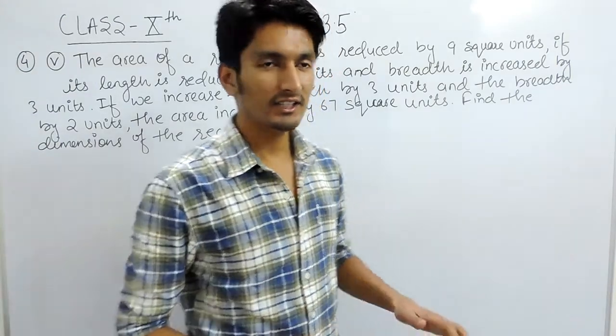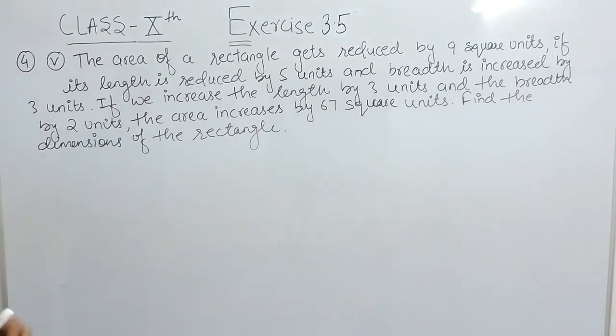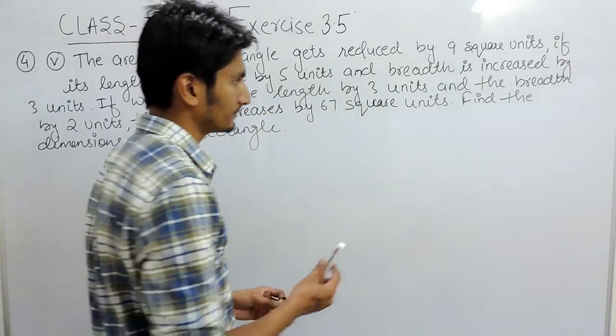Hello everyone, in this video we are going to solve part 5 of question number 4, and in this question it says that the area of a rectangle gets reduced by 9 square units if its length is reduced by 5 units and breadth is increased by 3 units. If we increase the length by 3 units and the breadth by 2 units, the area increased by 67 square units. You have to find the dimensions of the rectangle.